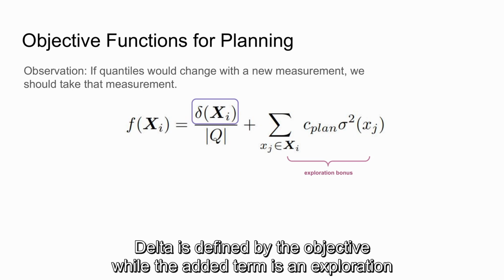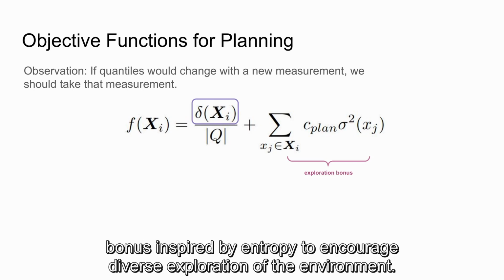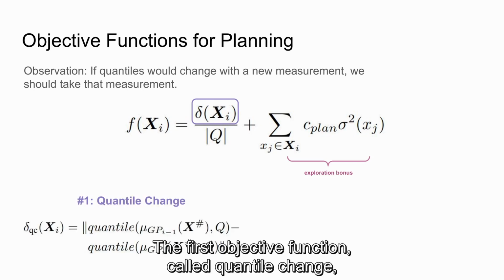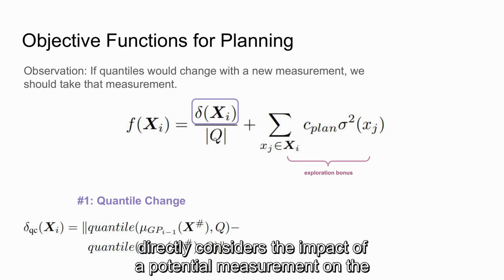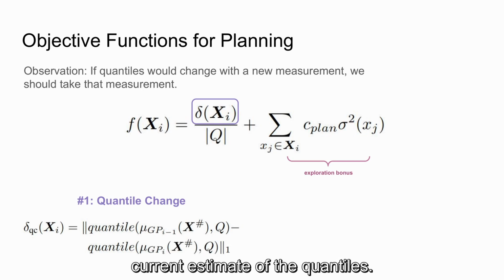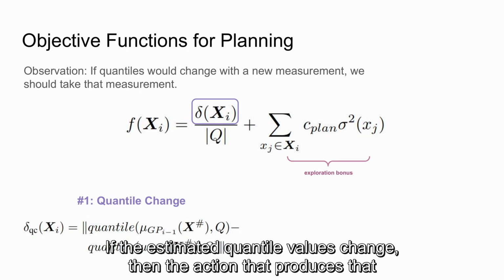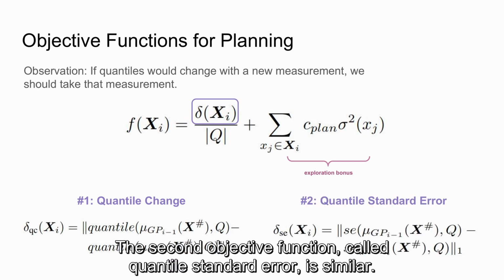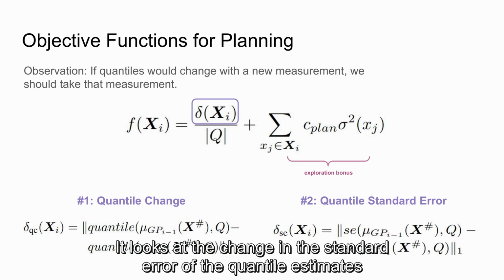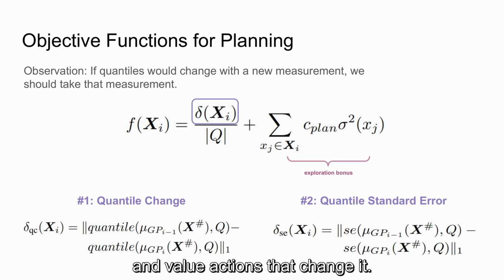Delta is defined by the objective, while the added term is an exploration bonus inspired by entropy to encourage diverse exploration of the environment. The first objective function, called quantile change, directly considers the impact of a potential measurement on the current estimate of the quantiles. If the estimated quantile values change, then the action that produces that measurement is more likely to be chosen. The second objective function, called quantile standard error, is similar. It looks at the change in the standard error of the quantile estimates, valuing actions that change it.